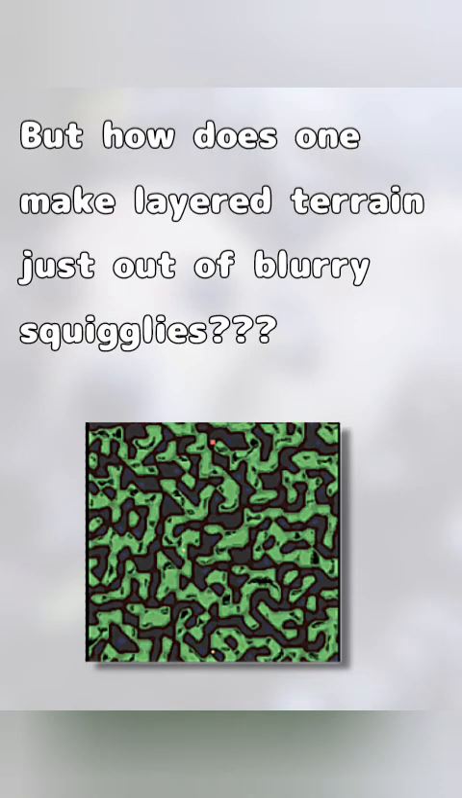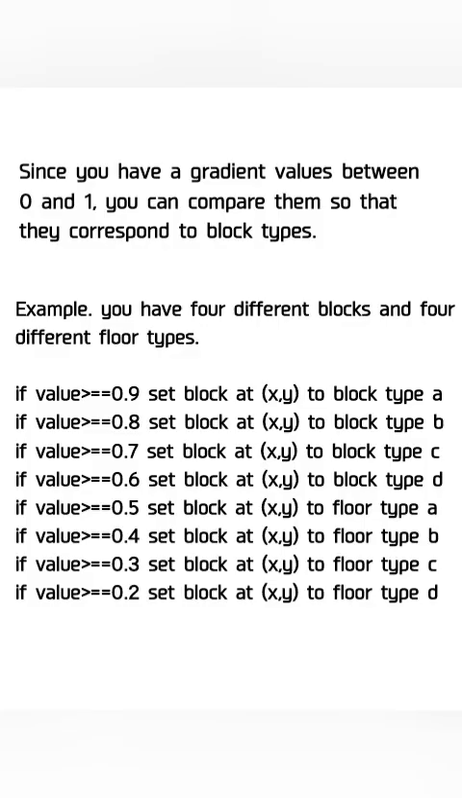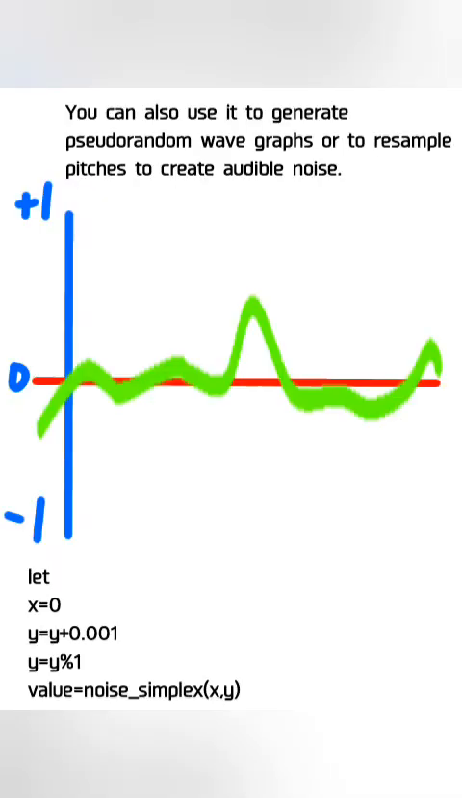But how does one make layered ranges out of blurry squigglies? Since you now have gradient values between 0 and 1, you can compare them so that they correspond to each of your block types. You can also use the raw values to create pseudo-random waves or generate sound.